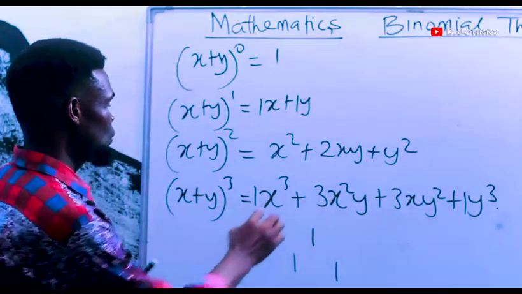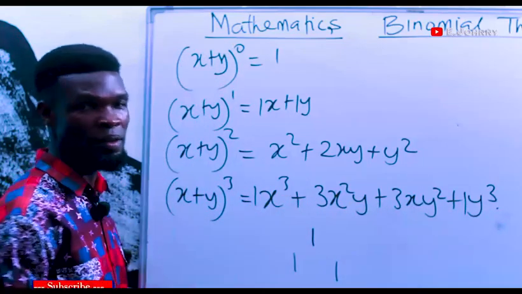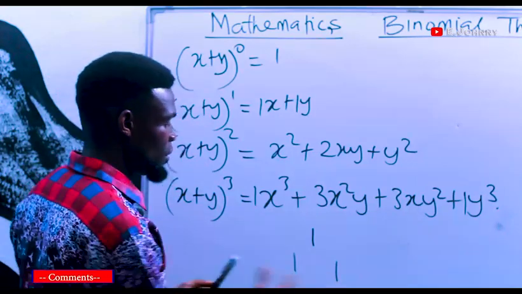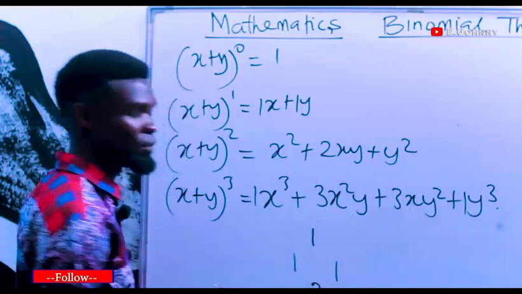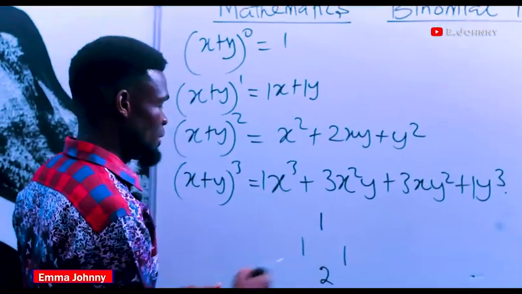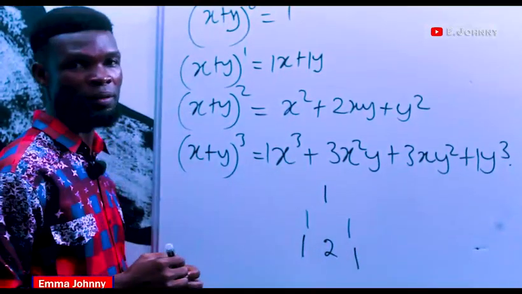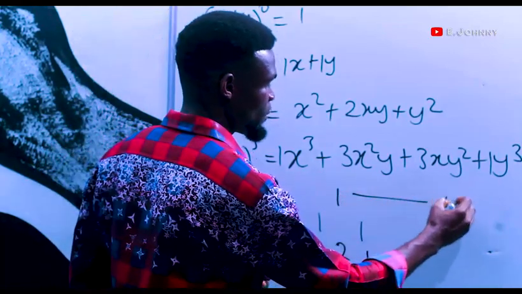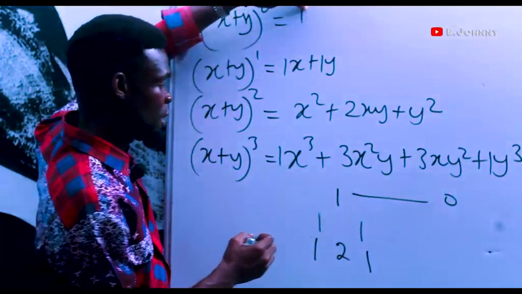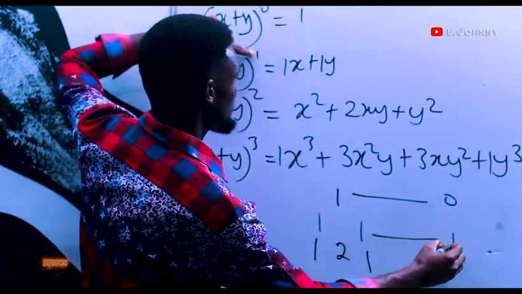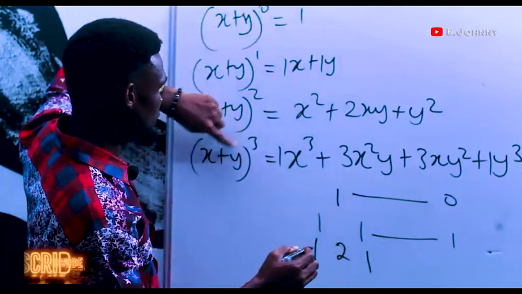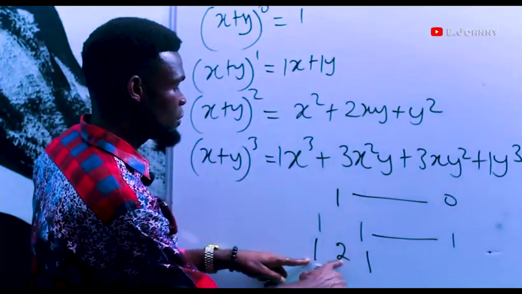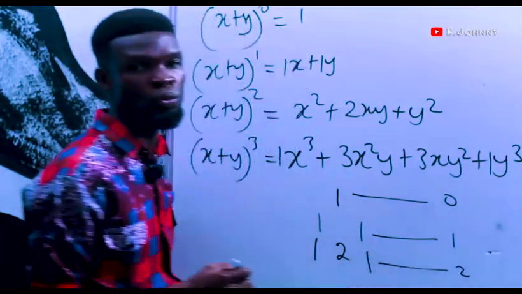Then, to generate the third one, this is what he did. He added these two 1s: 1 plus 1 gives us 2. So he wrote down the 2, and at the extreme ends, he dropped 1 and 1. Remember, power 0 gave us 1, power 1 gave us 1 and 1, and power 2 gave us 1, 2, and 1. So this is for power 2.